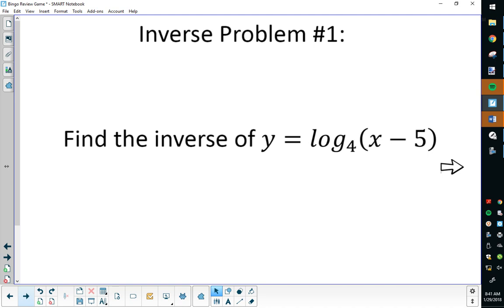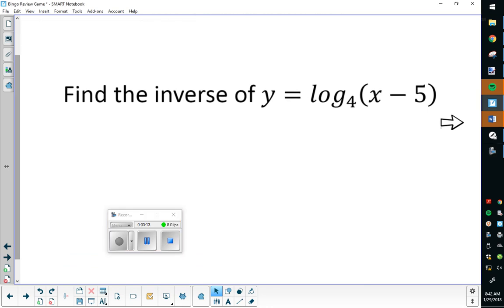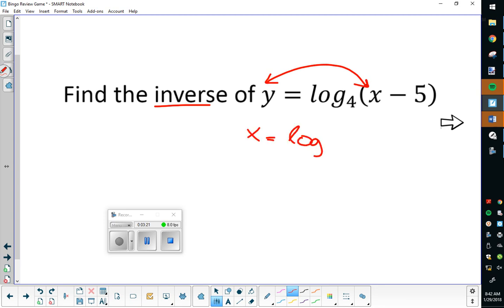Find the inverse of that. Y equals log base 4 of x minus 5. On your whiteboards right now, go ahead and find the inverse of that for me, and then hold it up as you finish. 2 steps to finding an inverse. Anytime we find an inverse, same 2 steps. Step 1 is flipping the x and the y. So it's going to be x equals log base 4 of y minus 5. That's step 1. Then we're solving for y.